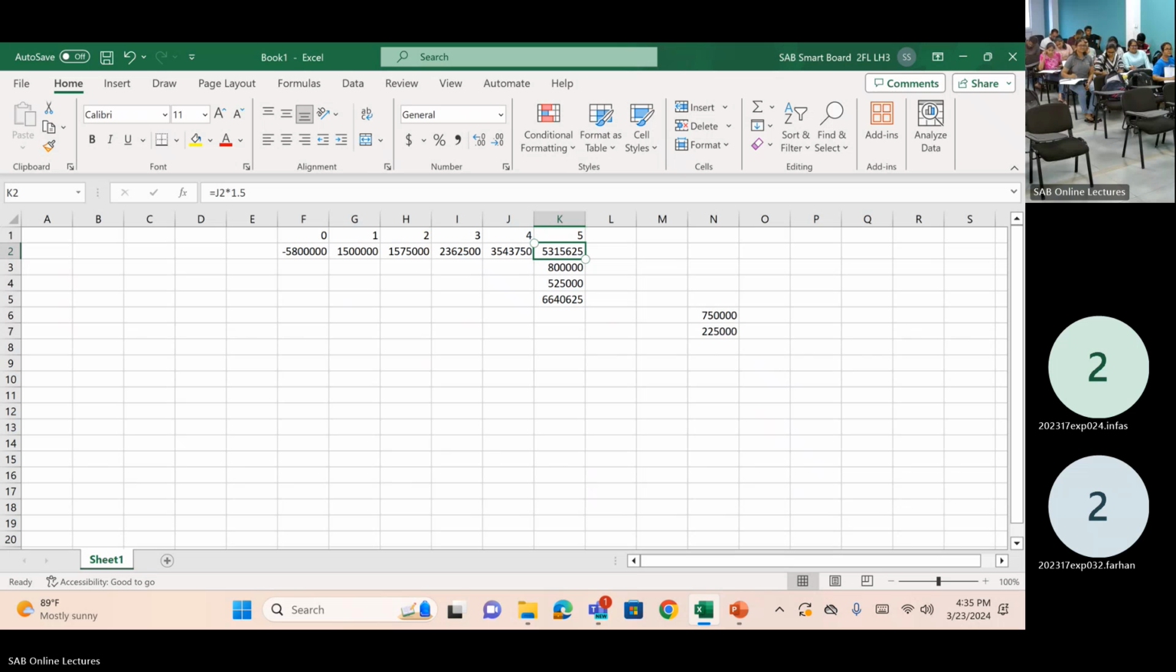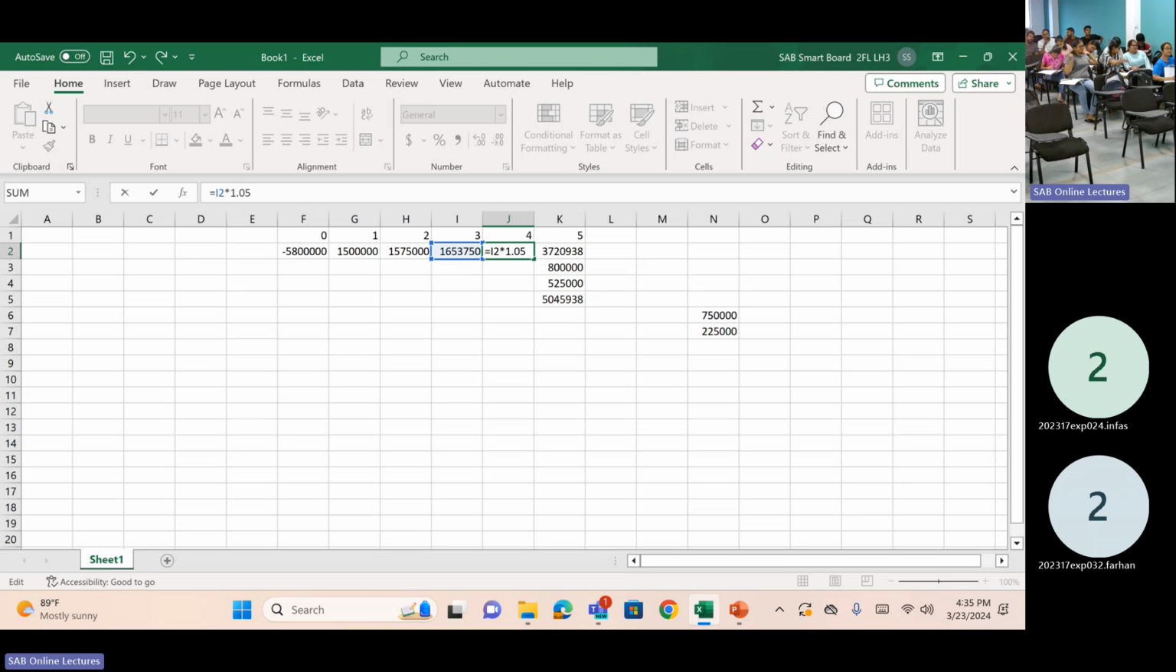This growth is 5% or 50%, no? This 1.5. Is it correct? Email. I share with them.